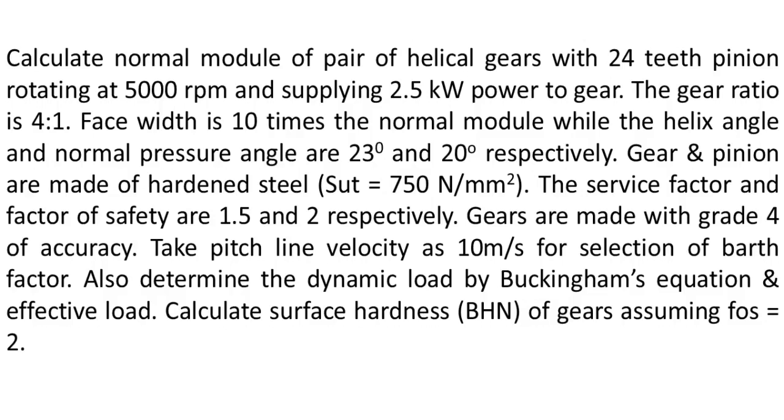Gear and pinion are made of hardened steel. SUT, ultimate tensile strength 750 Newton per mm square is given. Gear and pinion are made of same material, so pinion will be weaker in design. The service factor, that is CS or KA, is 1.5. Factor of safety is 2. Gears are made of grade 4 accuracy. Take pitch line velocity as 10 meter per second. So small v, we are going to take 10 meter per second for selection of Barth factor. We are going to determine the dynamic load by Buckingham's equation, hardness BHN of the gears, by assuming factor of safety as 2.